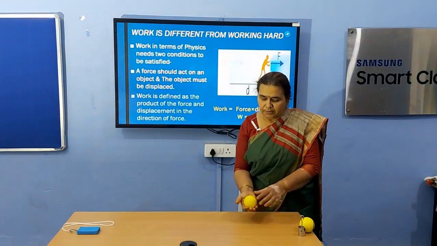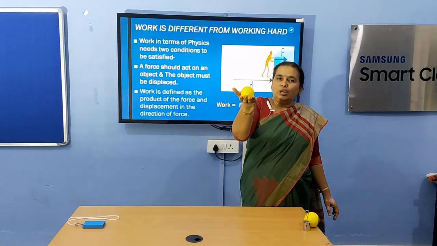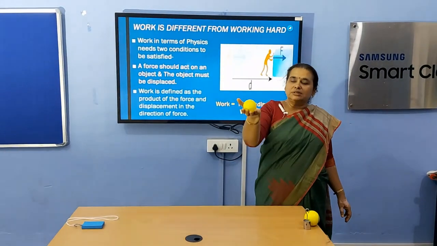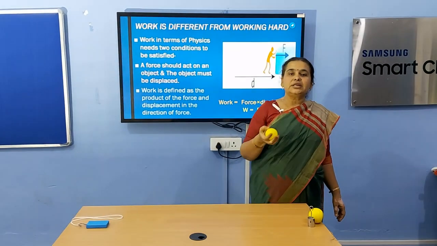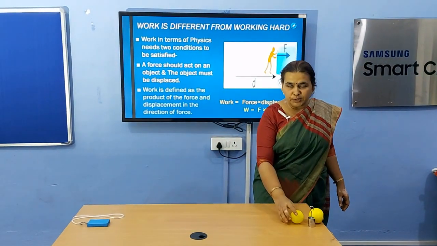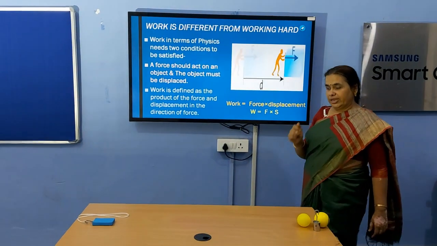See here, I am lifting up this ball. I am applying force in the upward direction. The displacement of the ball is also in the upward direction. So work done is W is equal to F into S.